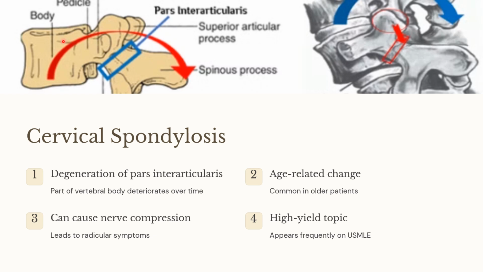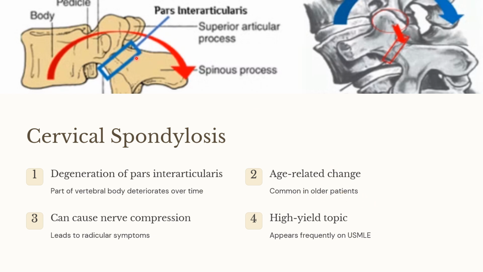That area which connects these two parts is known as the pars interarticularis. To be more precise, the articular surfaces and the spinous processes are connected by the pars interarticularis. When there is degeneration of the pars interarticularis, it is known as cervical spondylosis. This mostly occurs because of old age, and this can result in radicular symptoms too.